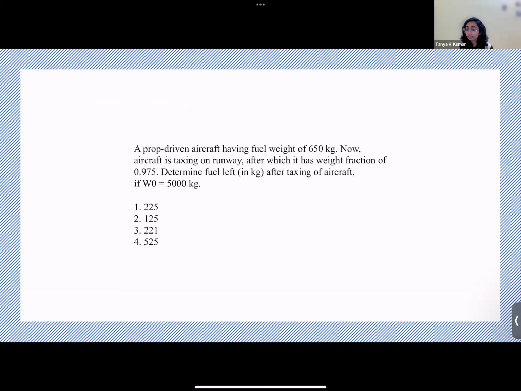A propeller-driven aircraft having fuel weight of 650 kg. Now the aircraft is taxiing on the runway, after which it has a weight fraction of 0.975. Determine the fuel left after taxiing of the aircraft if W naught is 5000 kgs. Try doing it by yourself. Then we'll do it together.